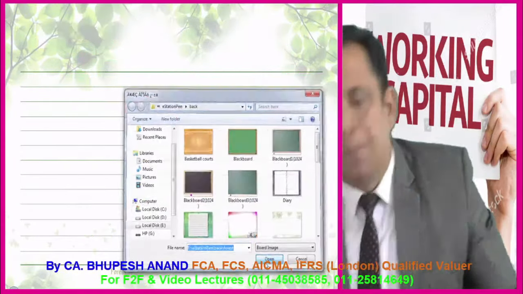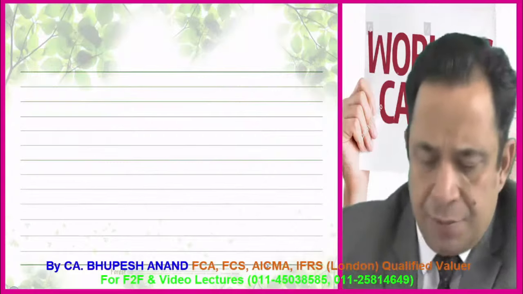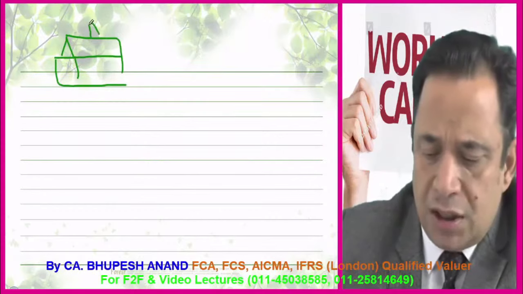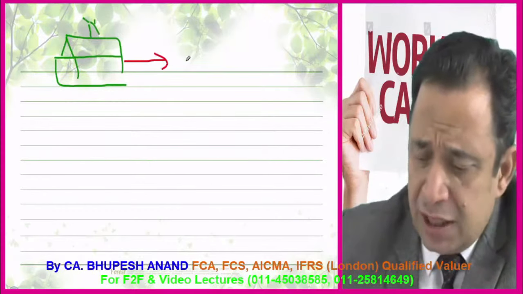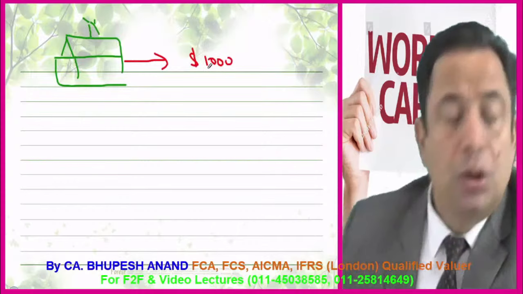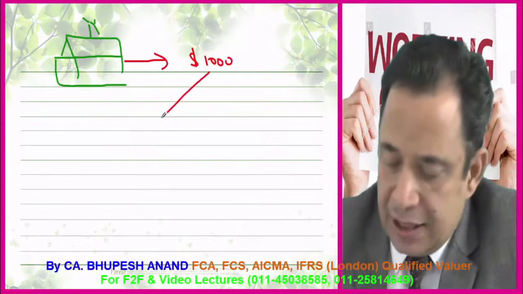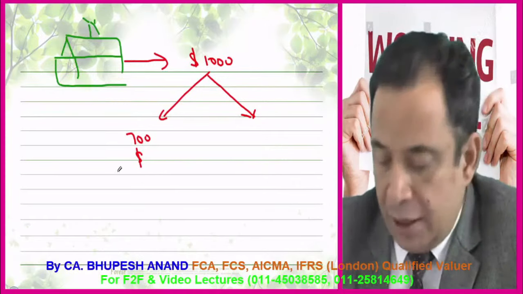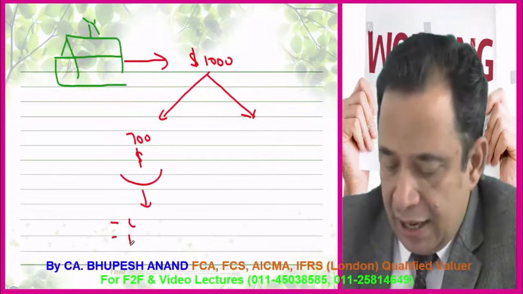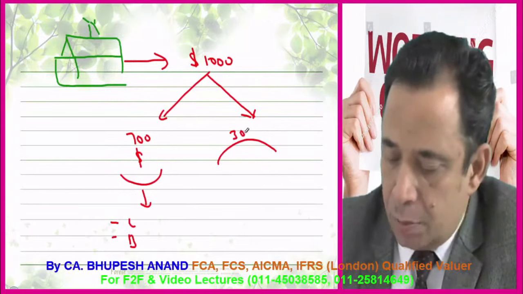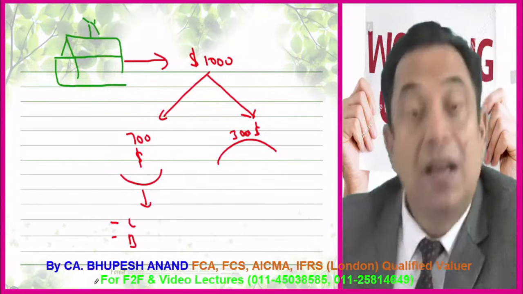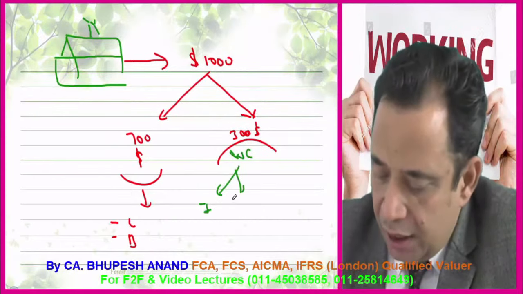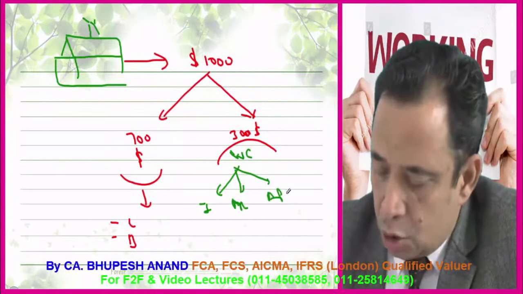We will draw this case study, but before that, just see what I am saying. In lecture number 1, I told you that suppose this is an entity, and this entity is able to acquire $1,000 as capital, and it is divided into 2 parts. Let $700 million be invested in land and building, and $300 be invested in working capital, that is, for inventory, accounts receivable or accounts payable.